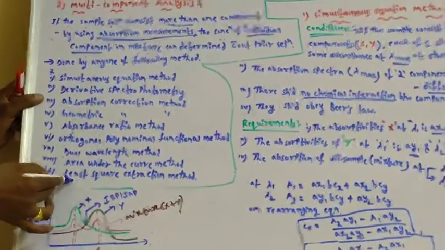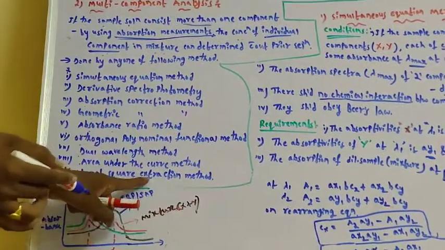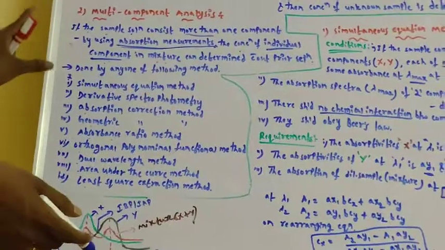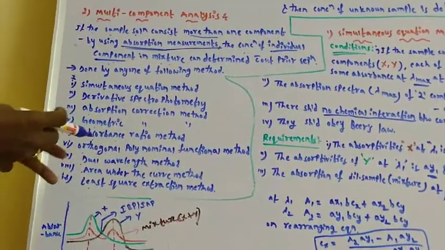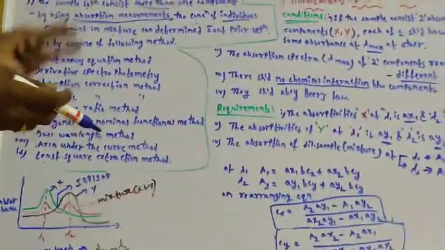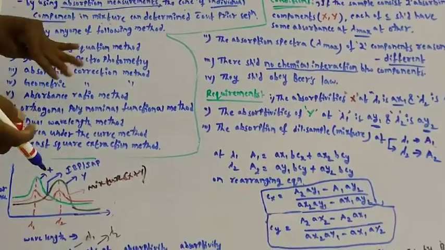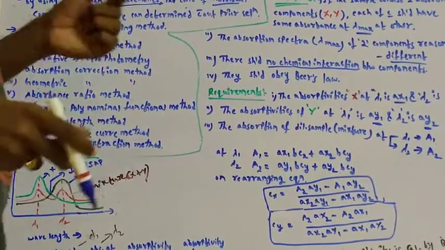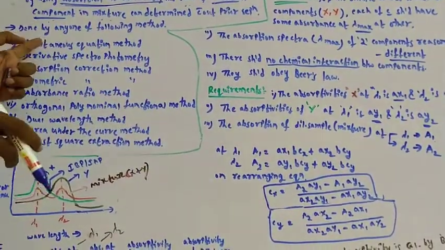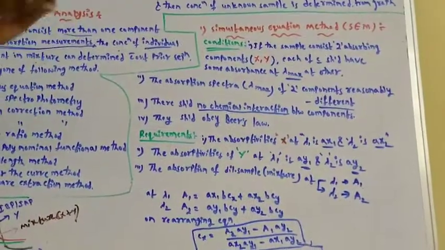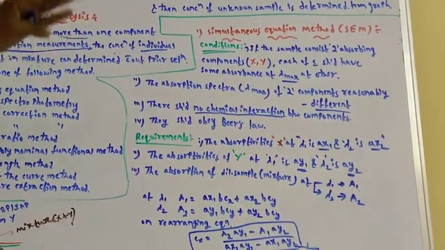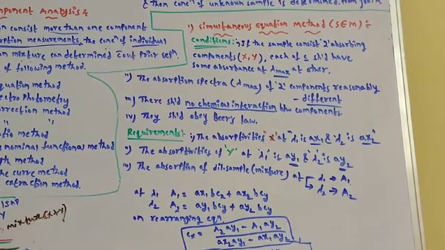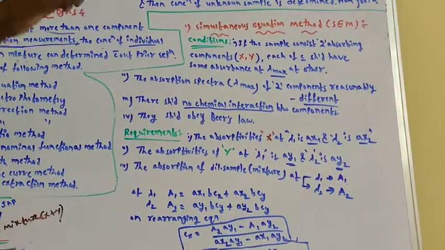And ninth method is least square extraction method. Here these nine methods have been used for the determination if the solution consists more than one component. Any one of the methods you have to use. Okay, in this class I am going to explain only one method, that is the simultaneous equation method. That is very important, and generally this method is commonly used for estimation of multiple components in a solution. Okay, I am going to explain only the simultaneous equation method.